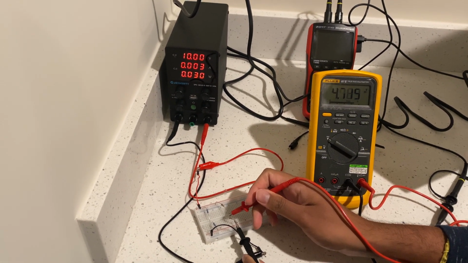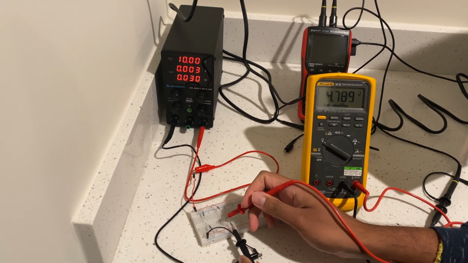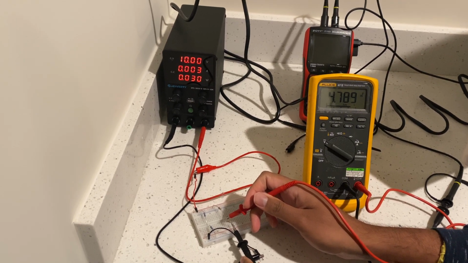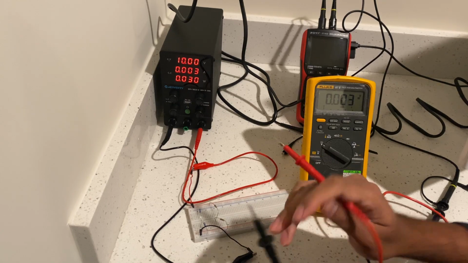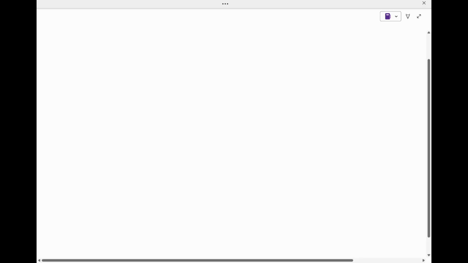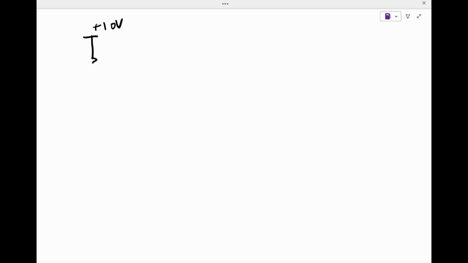So even with these resistors swapped out, we still get about 4.77 volts or 4.78 volts. So what's the reason behind this? This has to do with the output impedance of the circuit and the input impedance of the meter.